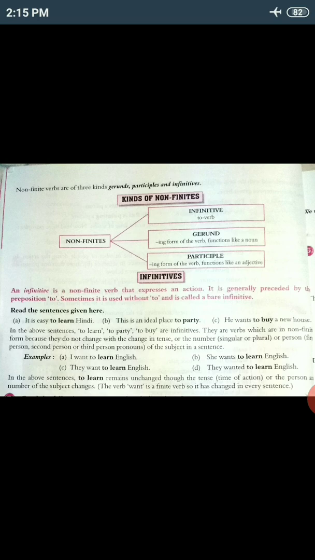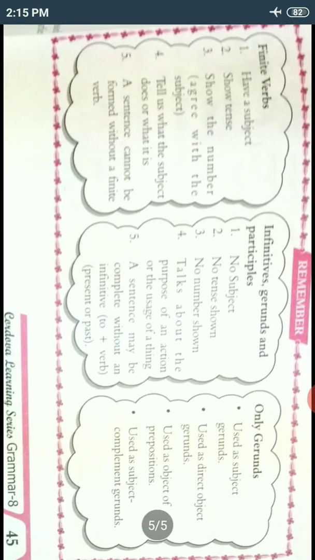Now we'll be doing, as usual, as I told you, the exercises with this. They are very interesting exercises based on infinitives. So students, what we have learned in this chapter: finite verbs have a subject, they show tense, show the number which agrees with the subject, tell us who the subject doer is or what it is, and a sentence cannot be formed without a finite verb. And second is infinitives, gerunds and participles. There is no subject, no tense shown, no number shown, they talk about the purpose of the action, and a sentence may be complete without an infinitive, to plus verb. All right, and then gerunds: used as subject, used as direct object, used as objects of prepositions, and used as subject complement.